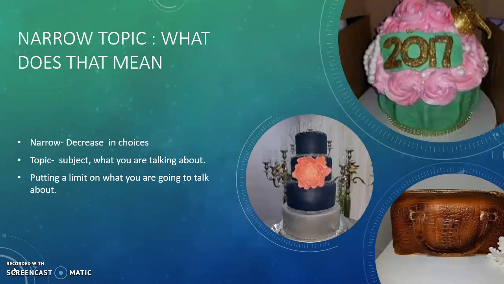That's what we mean when we're talking about your claim. Please forgive me, my throat is bothering me. Anyway, we're talking about narrowing down your topic. As I stated, you've already got your topic. Now, let's pretend your topic wasn't given to you. So you would have to narrow down your choices. You will have to create a topic. What are you talking about? And then you're going to have to basically put a limit on what you are talking about.